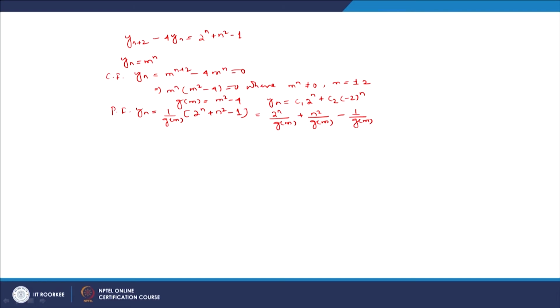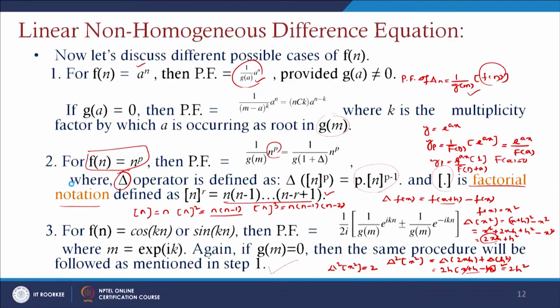Already we have discussed that if any function of the form a to the power n by g of m exists, and g of a is not equal to 0, then we can write that function as a to the power n by g of a. In the previous slide you can find that the particular function of a to the power n can be expressed as a to the power n by g of a if g of a is not equal to 0.